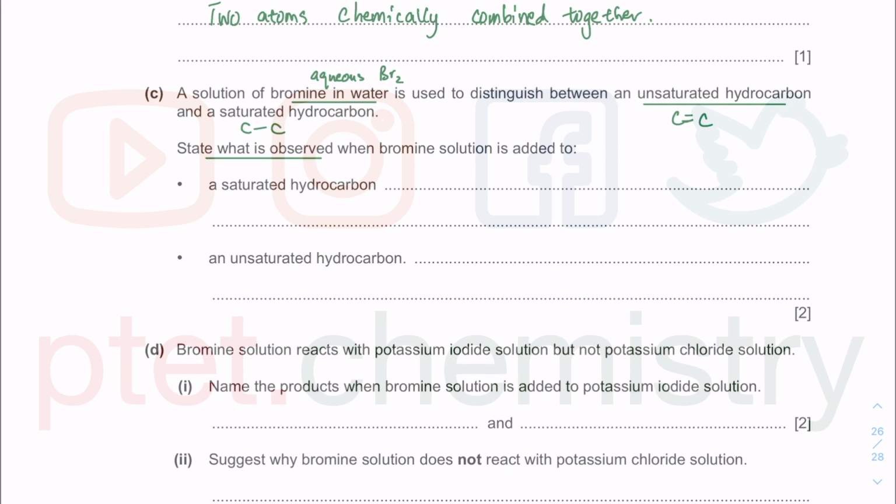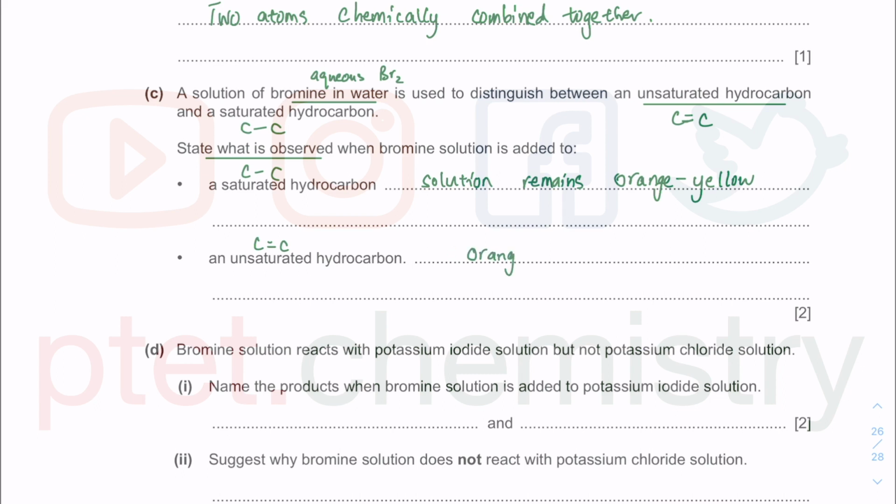Alright, so what is observed with carbon-carbon single bonds is the solution remains orange-yellow. It's not liquid bromine, it's aqueous bromine. So it's not the color of pure Br2 liquid, but it's the color of aqueous bromine, which is orange-yellow. Some books or some teachers would just say orange, some would just say yellow. I like to use the term orange-yellow. With the unsaturated hydrocarbon, the orange-yellow solution will turn colorless.